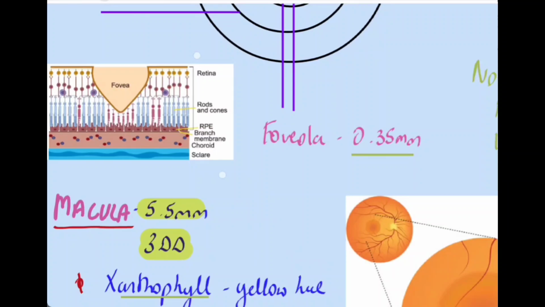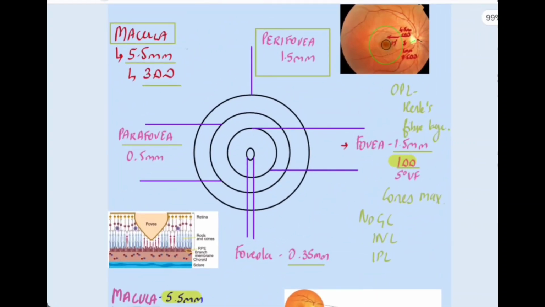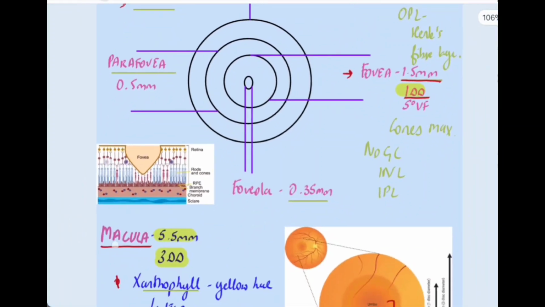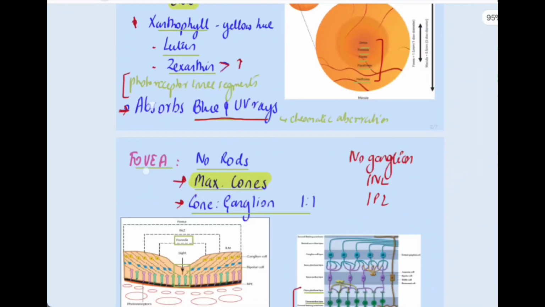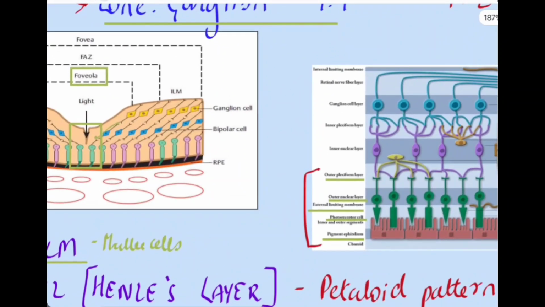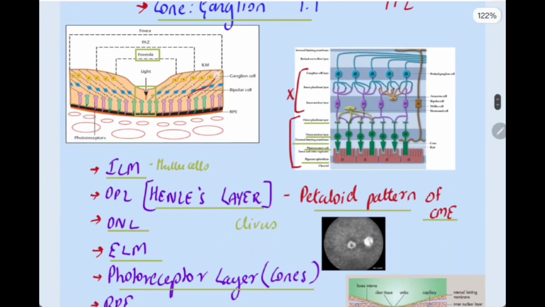So basically, the anatomical macula is 5.5 mm, that is 3-disc diameters, with its center. The fovea is around 1.5 mm, 1-disc diameter in its diameter and has the highest concentration of cones, with no ganglion, inner nuclear, or inner plexiform layers. The outer plexiform is curved and is called Henle's layer.